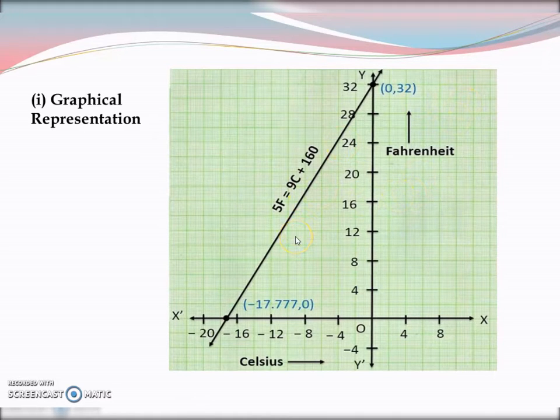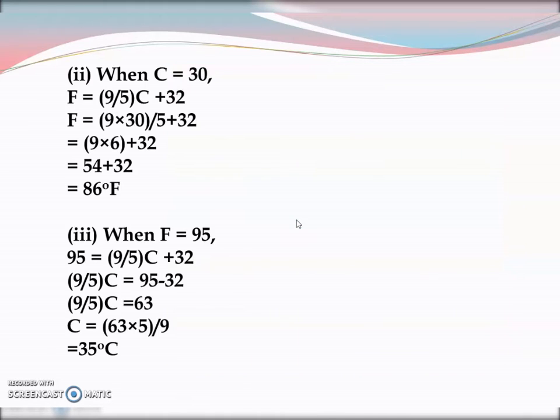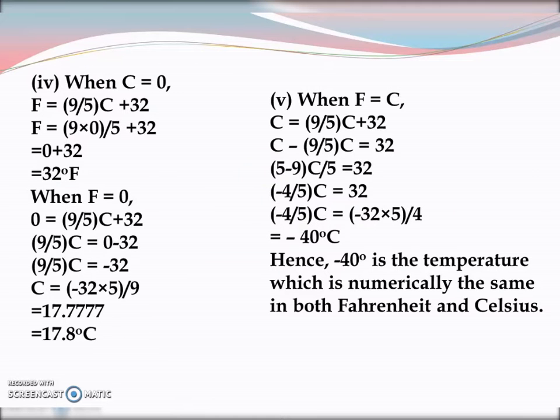Now for plotting this graph, you can use other coordinates also, which you can find by solving the other parts that are given to you. Because all these also will be giving you the set of coordinates only. So when C is 30, that time the value of F will be 86. When you solve this, when F is 95, then C will be 35 degree. So all these coordinates like 30, 86 and 35, 95, all these also are points of the same equation only. So these points also can be used.